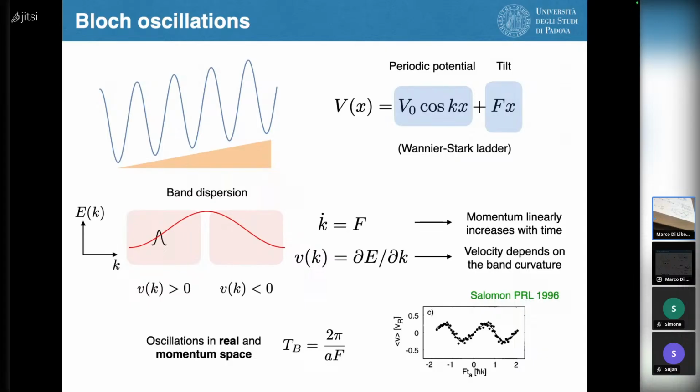And now on lattices, there is something very special. Because you see, if the wave packet is prepared here, where the group velocity is positive, then the wave packet will start moving forward. But then at some point, k, the momentum, will cross the top of the band. So we'll go to this region of the band dispersion, where the group velocity now is negative. So the wave packet first moves forward, then backwards, and this starts repeating itself periodically. And this is the phenomenon of Bloch oscillation, already demonstrated many years ago.